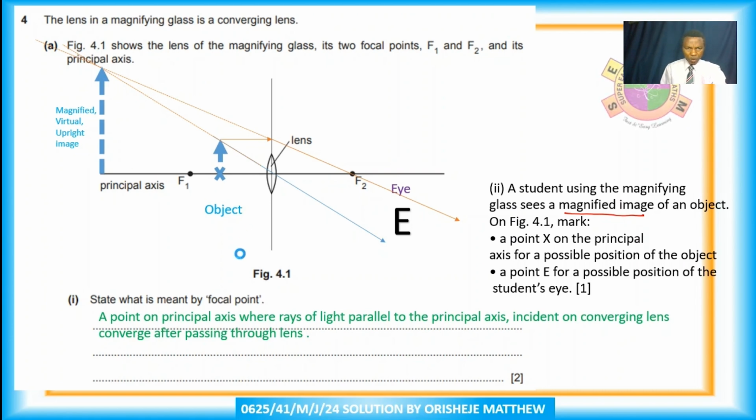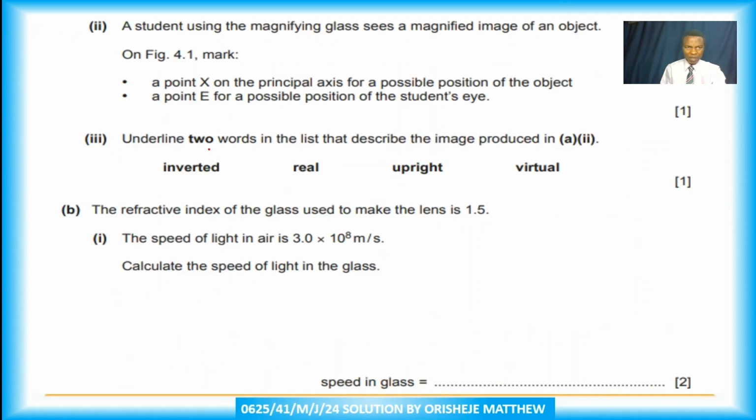So let's go to the next question. Now underline two words in the list that describe the image produced. It is not inverted, it is not real, it is upright and virtual. So this one means that the image is on the same side as the object.